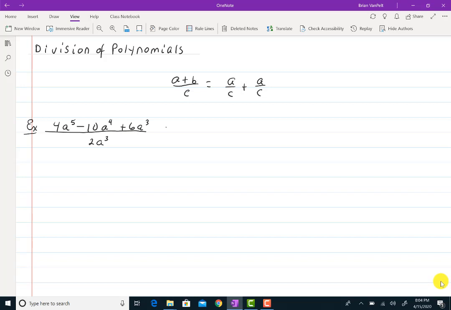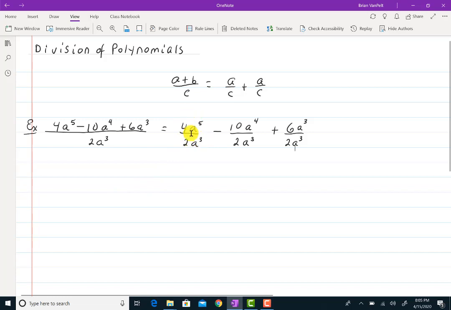So now I'm going to go ahead and break these up. So I have 4a to the fifth over 2a cubed minus, where am I getting the minus from? Well, it's right there. Then I have 10a to the fourth all over 2a to the third. And then I have 6a to the third over 2a to the third. So now I'm going to simplify each and every one of these pieces. And when I'm done with that, the problem is finished.